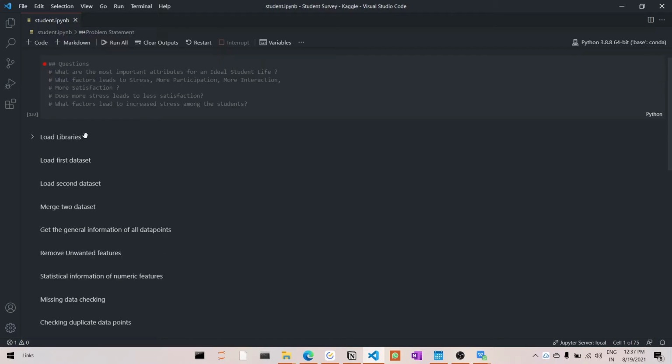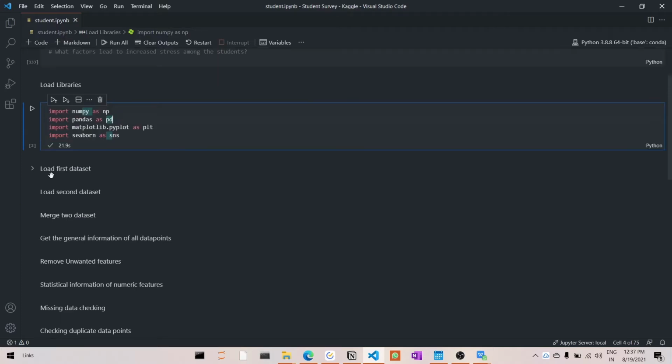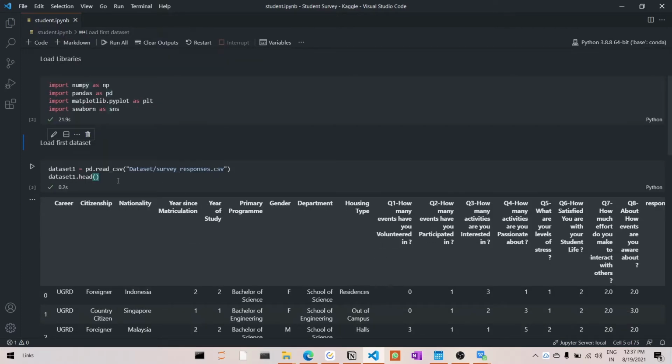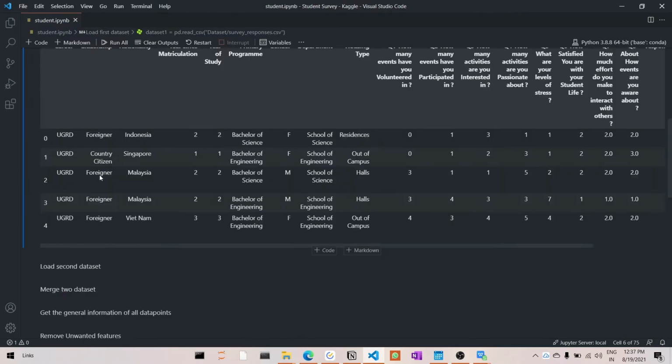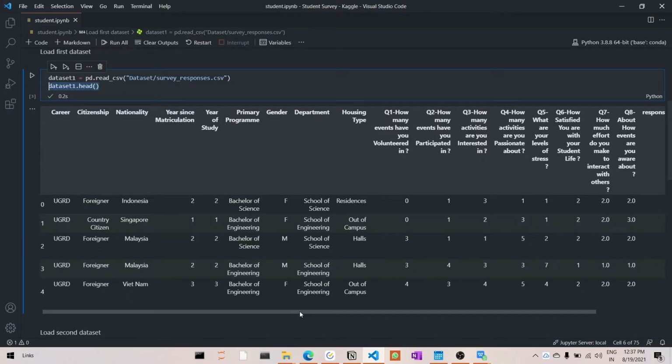First, let's import the required libraries. Here we imported NumPy, Pandas, Matplotlib, Seaborn. Then load the first dataset. I'm storing the dataset under this dataset folder. When I load it, this is the dataset, and I'm first displaying the first 5 rows. So you can see different features.